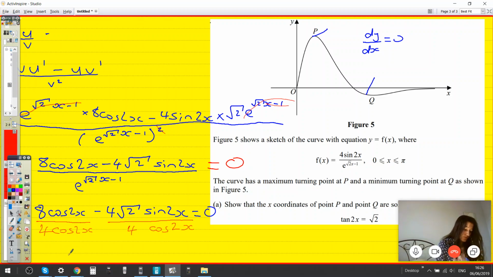Divided by 4 cos 2x. Hang on. 8 cos 2x equals 4 root 2 sine 2x. Divide that by 4 cos 2x, and that by 4 cos gives you 2 equals root 2 tan 2x. What do you do with the 2? We could have divided both sides. Well, you want just 1 tan 2x. So how do you get 1 tan 2x? Divided by root 2. And put 2 over root 2 into your calculator.